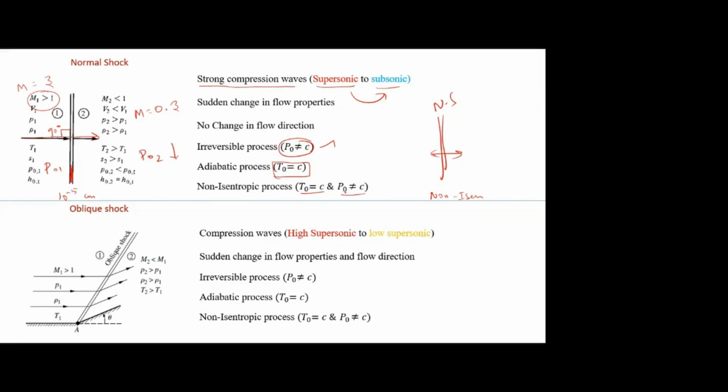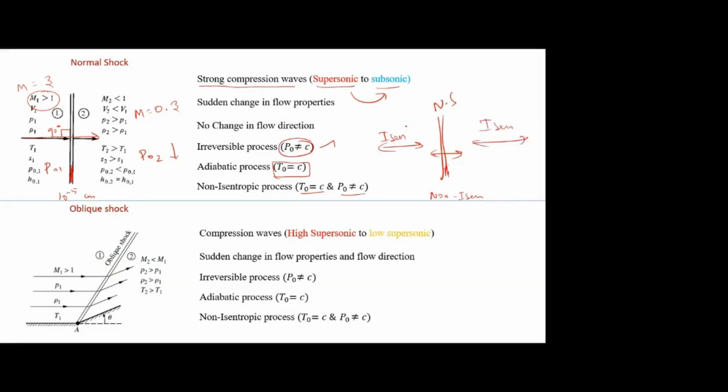If both are constant, then only it is isentropic. If any one is not constant, then it is non-isentropic. So across the shock, the flow is non-isentropic. But in front of the shock, the flow is isentropic. Similarly, behind the shock, the flow is isentropic.